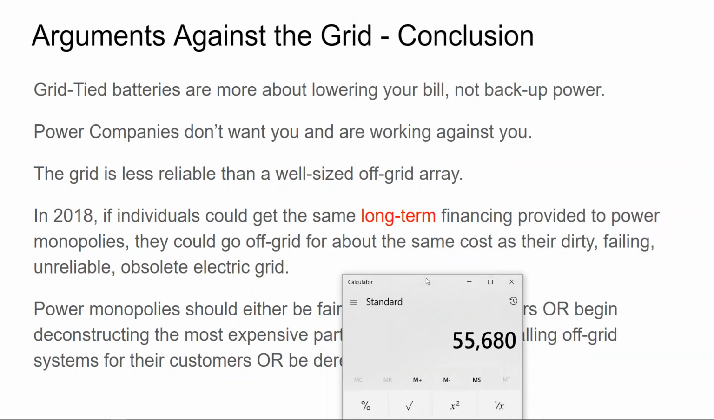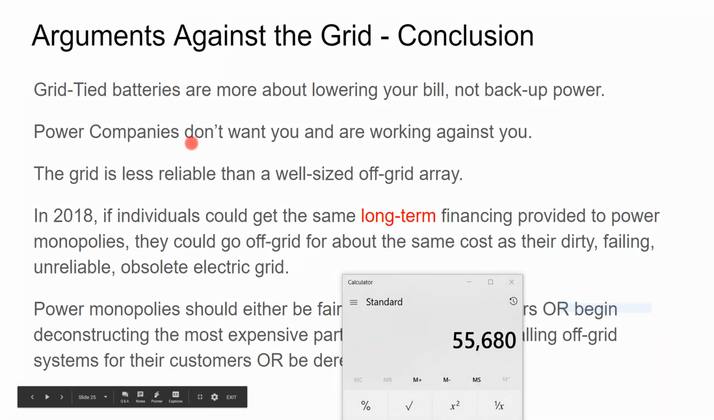So kind of in short, grid-tied batteries, grid-tied solar inverters are more about lowering your electric bill rather than providing backup power. And while that can be a very cost-effective application at the commercial level, at the residential level, it kind of turns out to be where you're just spinning your wheels and you're buying batteries instead of paying your electric bill, but you're really not saving any money.